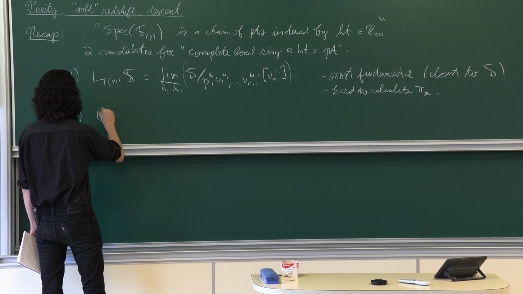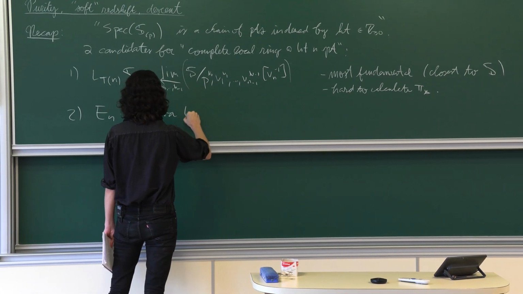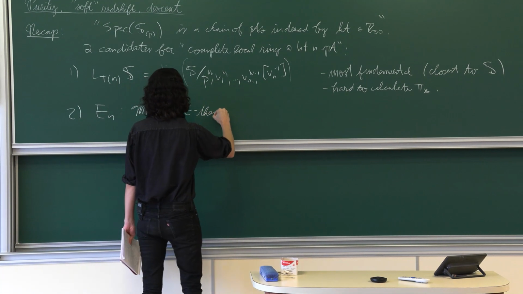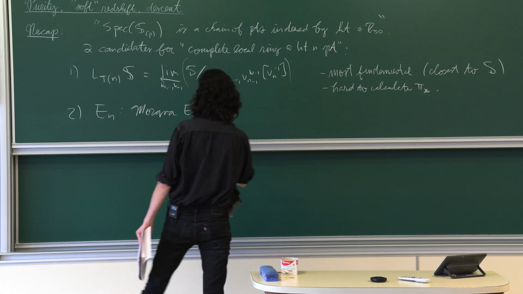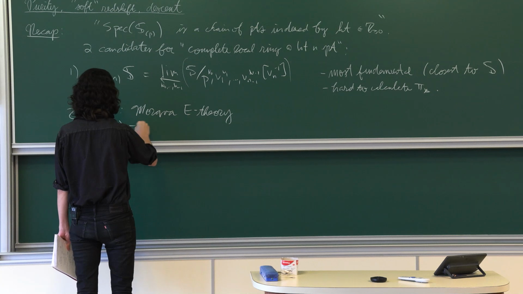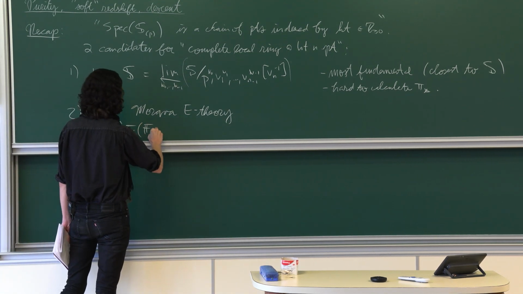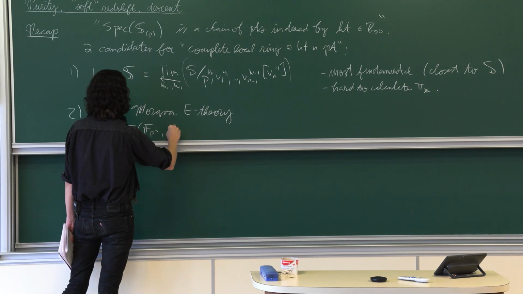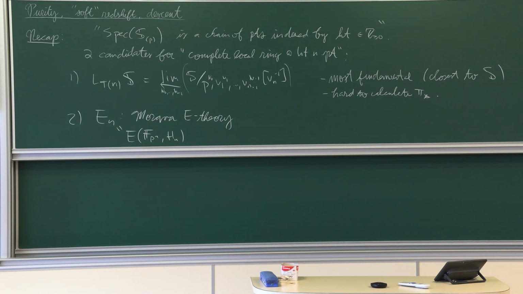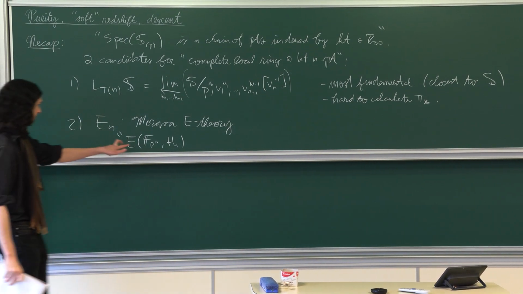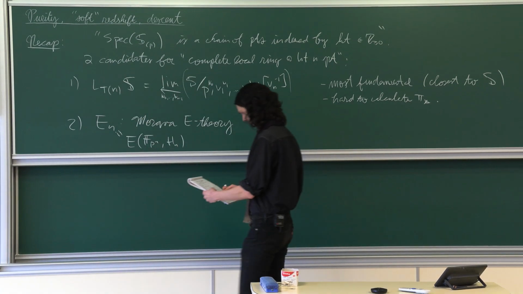So that's E_n, the Morava E-theory. More specifically, we had this Morava E-theory functor, which takes as input a perfect F_p-algebra together with a formal group over that perfect F_p-algebra, and we can take F_p^n with the Honda formal group, and that'll be the official definition of this Morava E-theory.